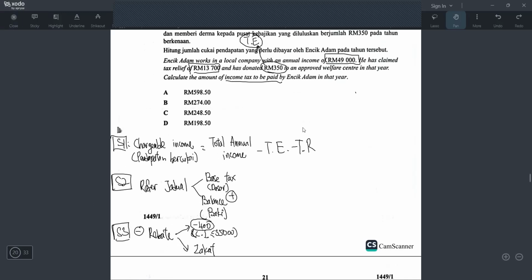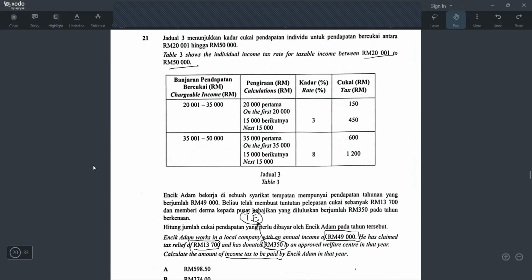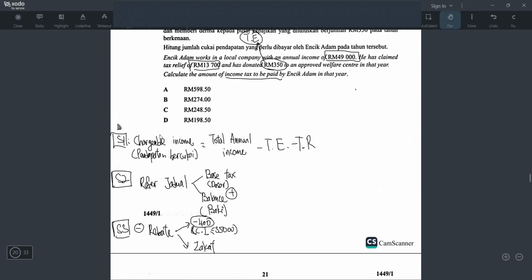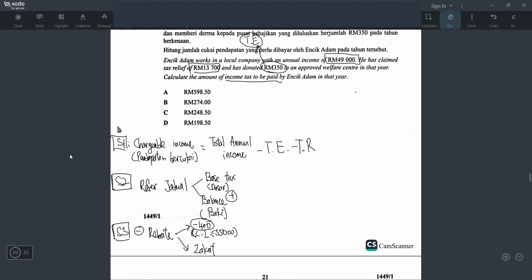If the soalan never mentioned, like this question, they never mention anything about zakat, right? So confirm this question tak ada. So yang ni memang soalan akan bagilah, alright? And after you tambah the cukai dasar, cukai baki, and you minus dengan rebate, you will get your cukai perlu dibayar. So these are all the important steps. Step 1, step 2, step 3. This you have to hafal this step lah to find income tax.